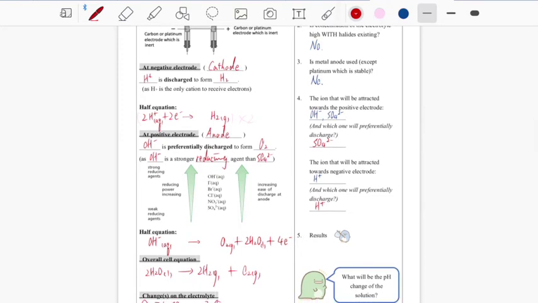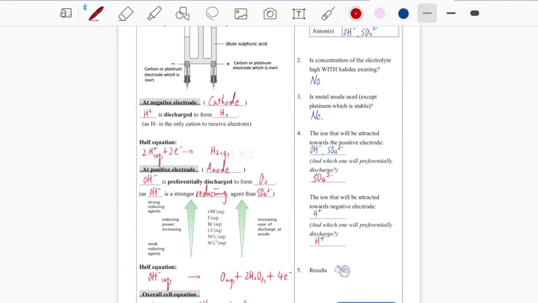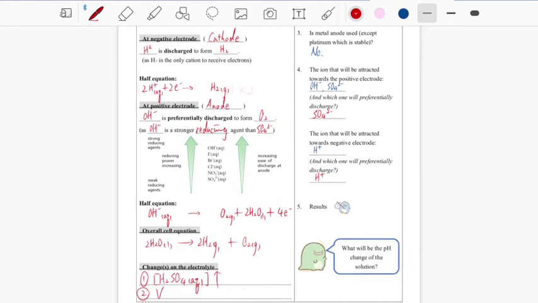And secondly, the total volume of the electrolyte is going to decrease. So that's a change on the electrolyte.